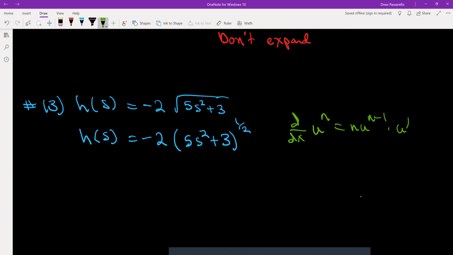You could factor out the negative 2 in front and then focus on finding the derivative of just this part. Now the 5s squared plus 3, that's what's in parentheses. That's what you're applying the square root to. So the inside function is 5s squared plus 3, and that's what I'm going to let u be.